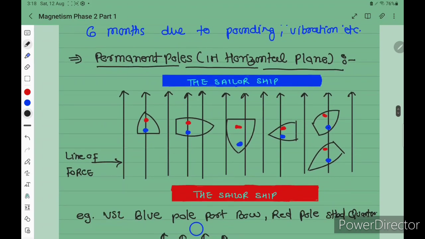So if you see this, red is on the south side and blue on the north. This is earth magnetism. So whenever you make any diagram in magnetism, you always make this first: red on the south side and blue on the top side. Now the line of force is going from red to blue. This black line is the line of force. Now if the vessel during construction is north heading, you see this blue will enter and the red is going out.